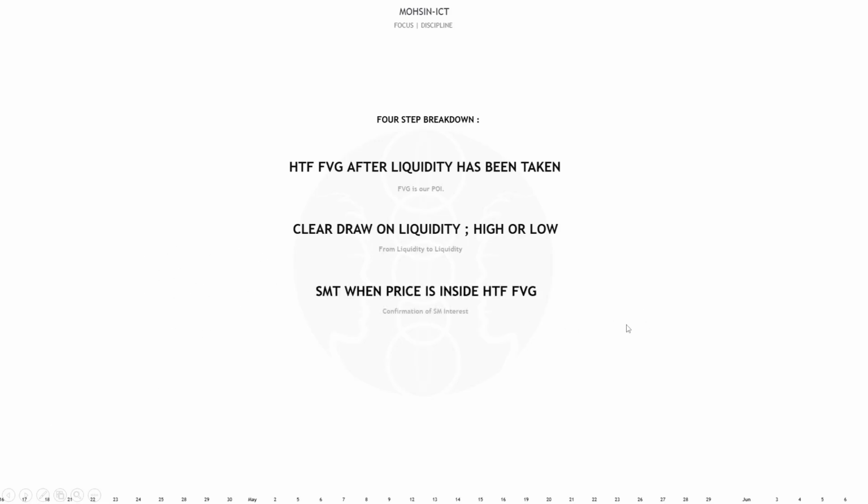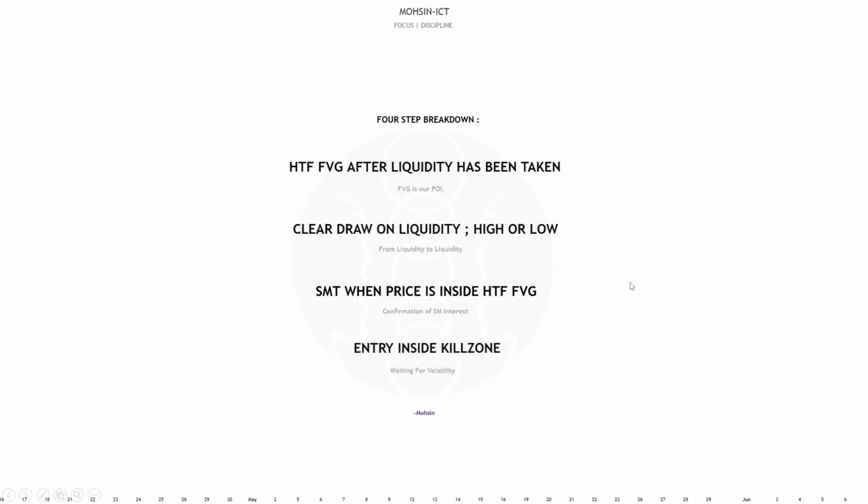Our next step is SMT when price is inside the higher time frame fair value gap. It is our only confirmation that smart money are actually interested in the levels that we are trading. So if there is SMT, there's trade. If there's no SMT, we are going to stay silent on that day and go out, have some fun. SMT is the most important part of this whole model once again.